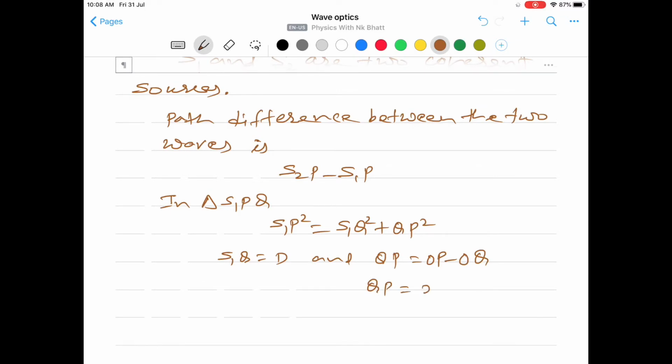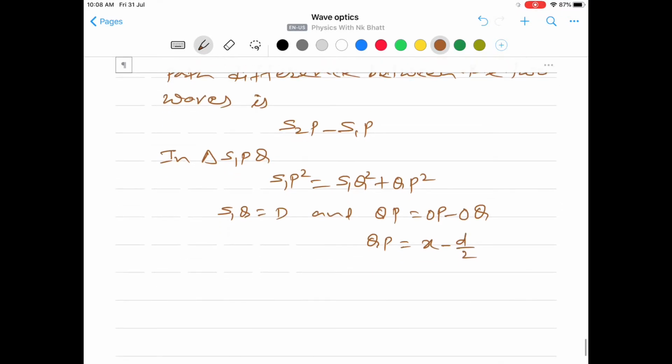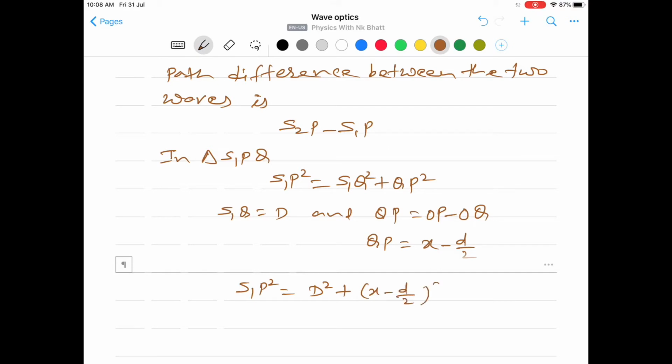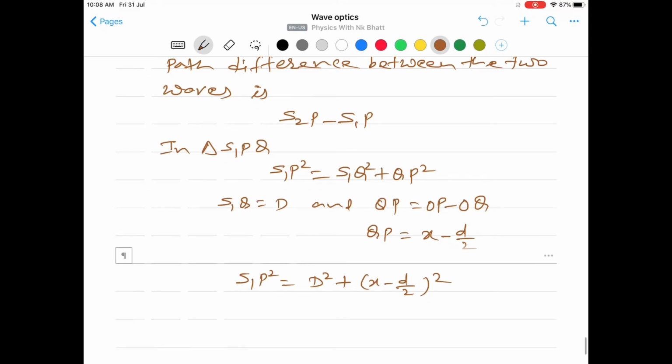OP is x and this is minus d by 2. So we would have S1P square is equal to D square plus (x minus d by 2) whole square.